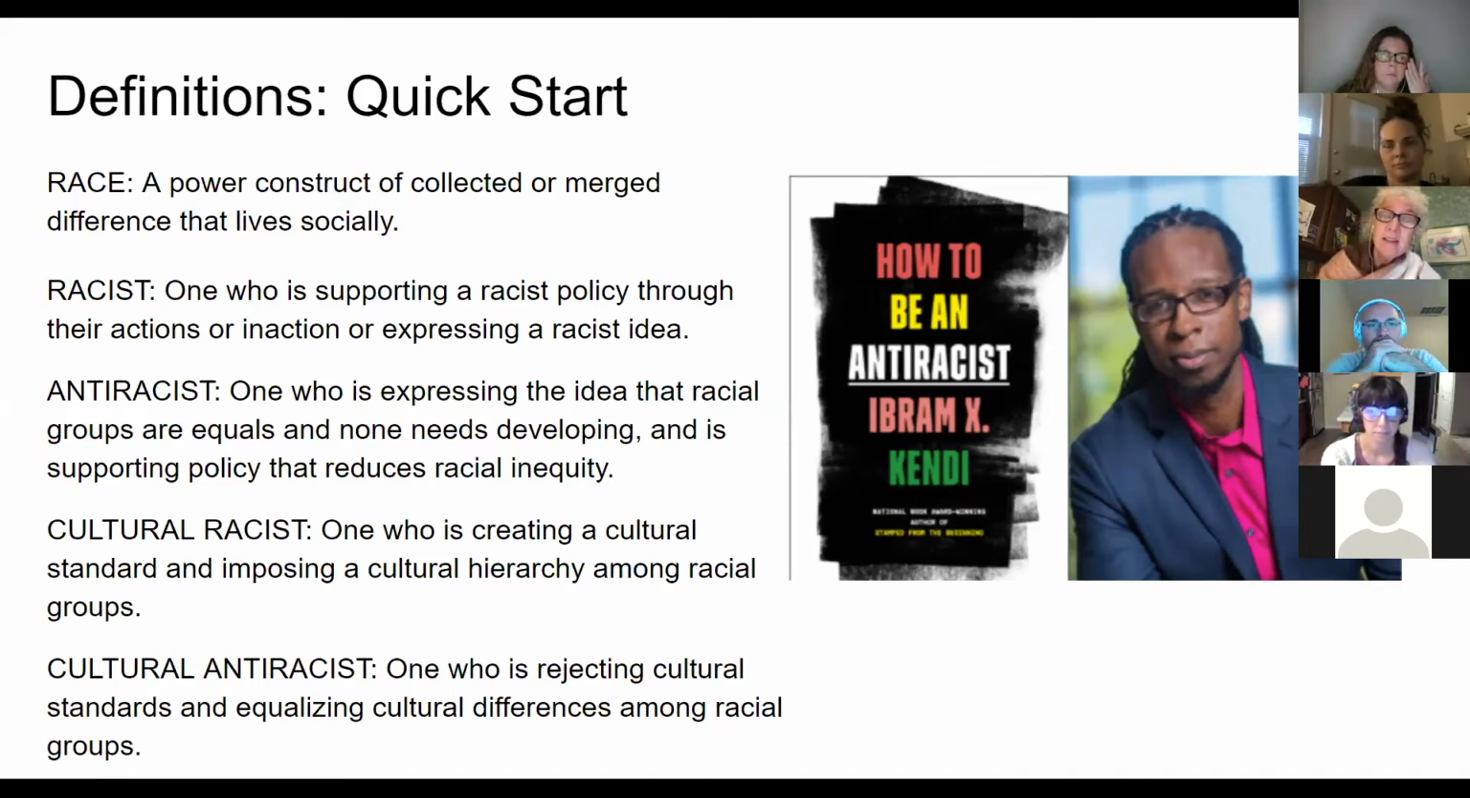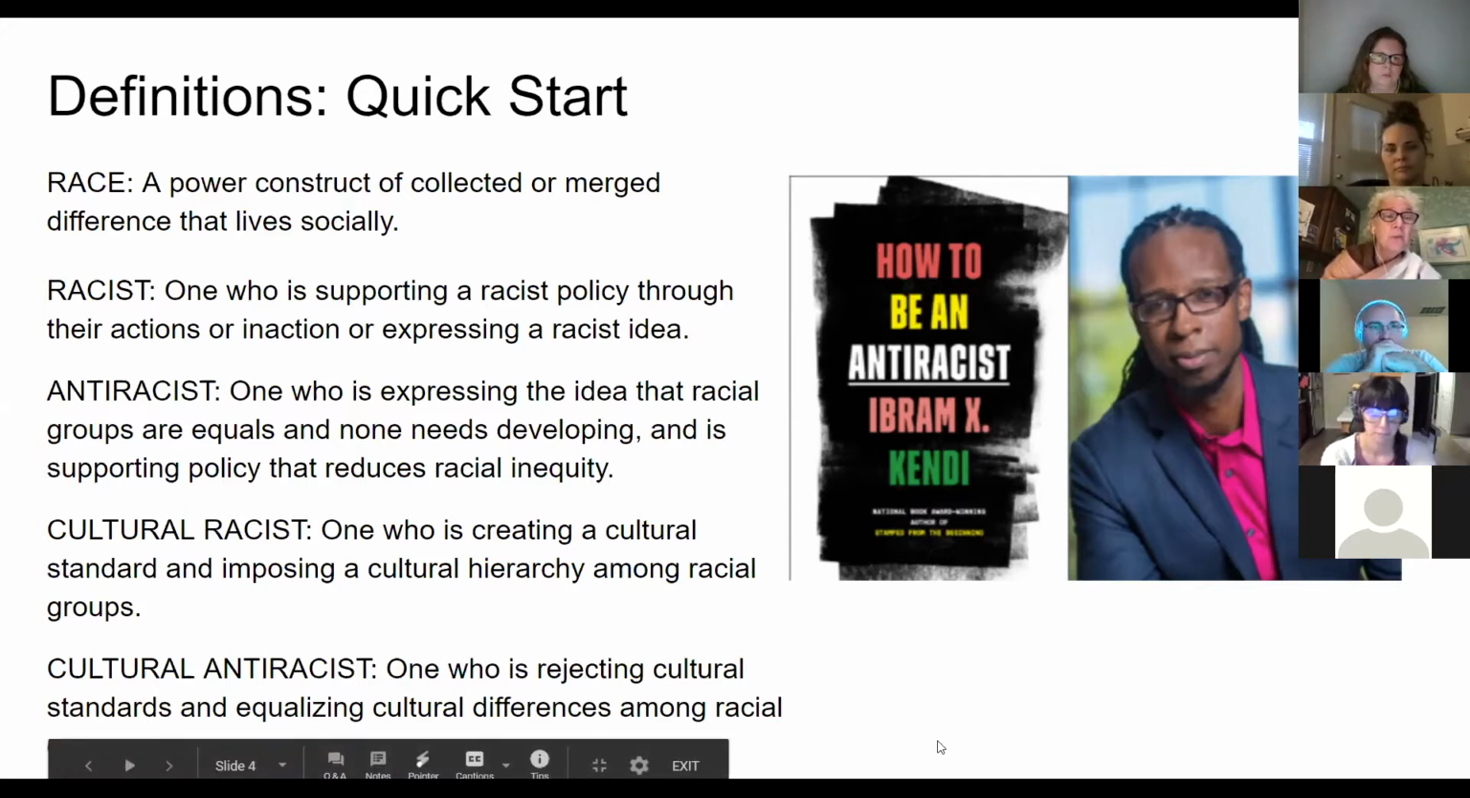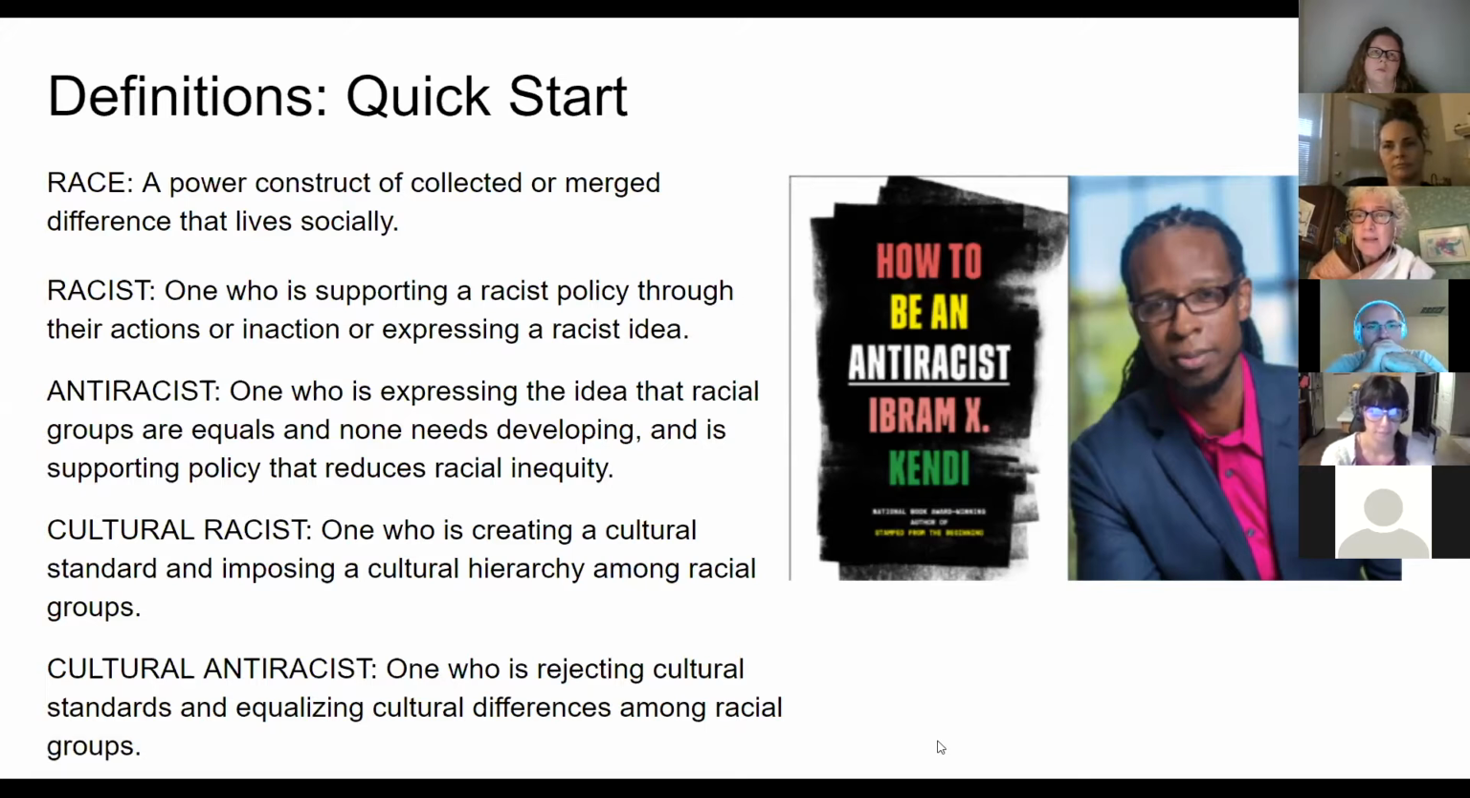A racist is someone who is supporting a racist policy through their actions or inaction, or expressing a racist idea. So the idea that you're a racist all the time is, in his view, incorrect. You can be racist and unracist depending on the situation and how you act. That's a completely changeable thing that happens throughout the day with all your interactions. You can be racist or anti-racist depending on how you decide to act. An anti-racist is someone who is expressing the idea that racial groups are equals and none is developing, and is supporting policy that reduces racial inequity.